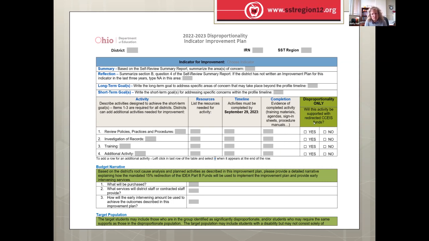This improvement plan is a little bit different. This is all specific to disproportionality, but you have the opportunity to indicate whether this specific activity will be supported with those IDEA Part B funds, 15%, which have to be reallocated to those early intervening services. It's okay if they're not, but they give you the option to reflect it here. And I'm going to scroll down here.